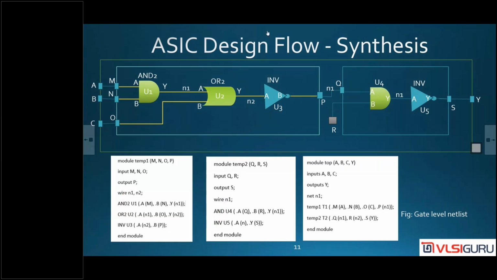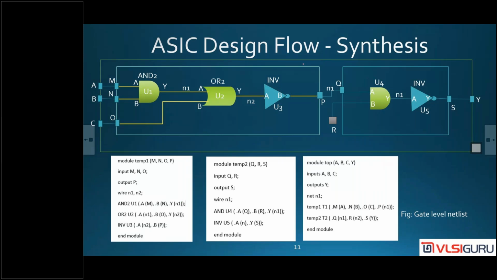So what is the output of the AND gate? This Y. Y is connecting to what net? N1. But what is the input of U2? That is A. A is also connecting to what? N1. You can see here, the AND gate output is connecting to net N1.